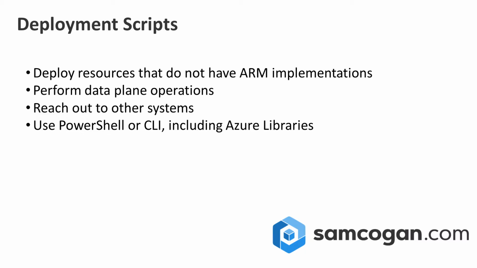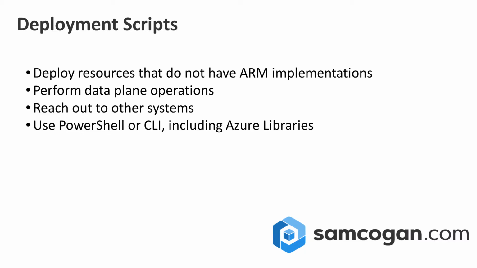You might also want to do something that isn't in Azure at all. So maybe you want to reach out to an external system as part of your deployment. Maybe you've got a system for allocating IP addresses that you want to reach out to and grab an IP to use for your deployment. ARM obviously doesn't have a resource for that, so you can use a deployment script to reach out and do those sort of things.